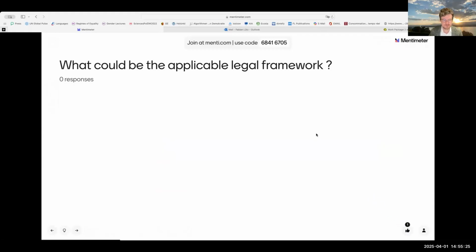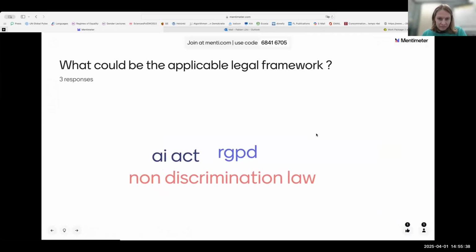It's an interactive dialogue, so please, everybody jump in. If something is not working, we're going to solve technical issues along the way. So the question again: applicable legal framework. Hopefully now it works. It works. You could post AI Act, GDPR, non-discrimination law.